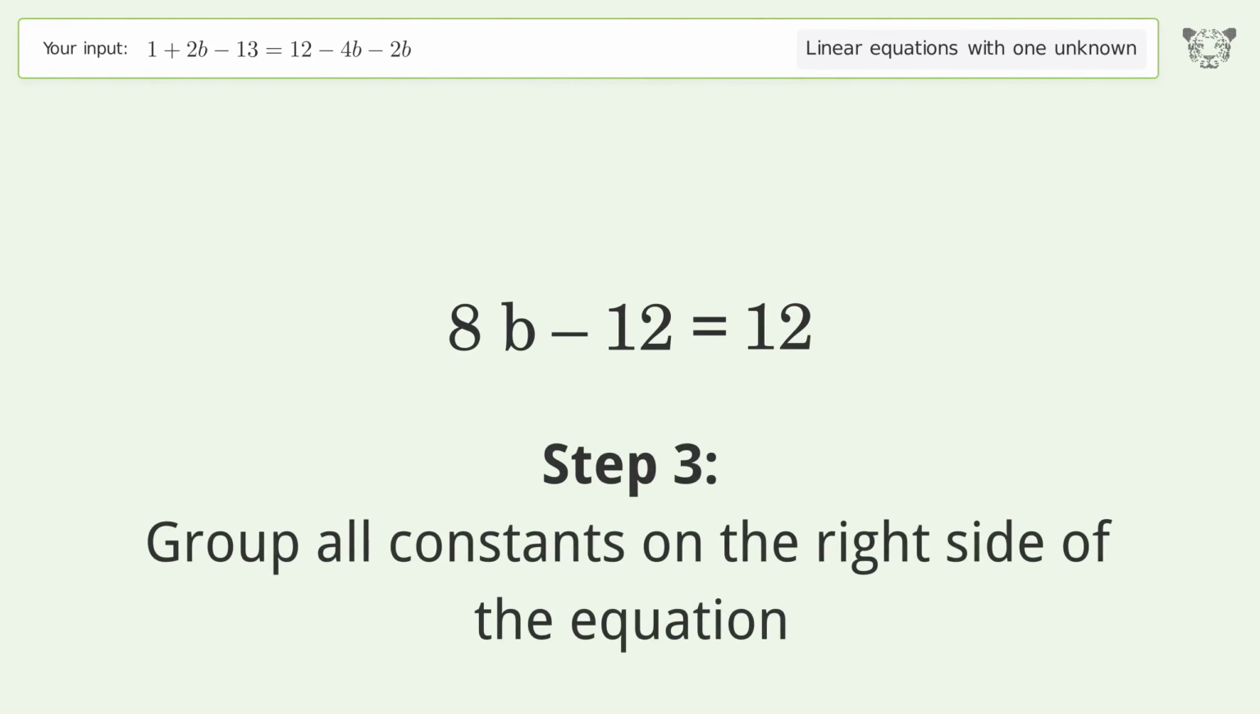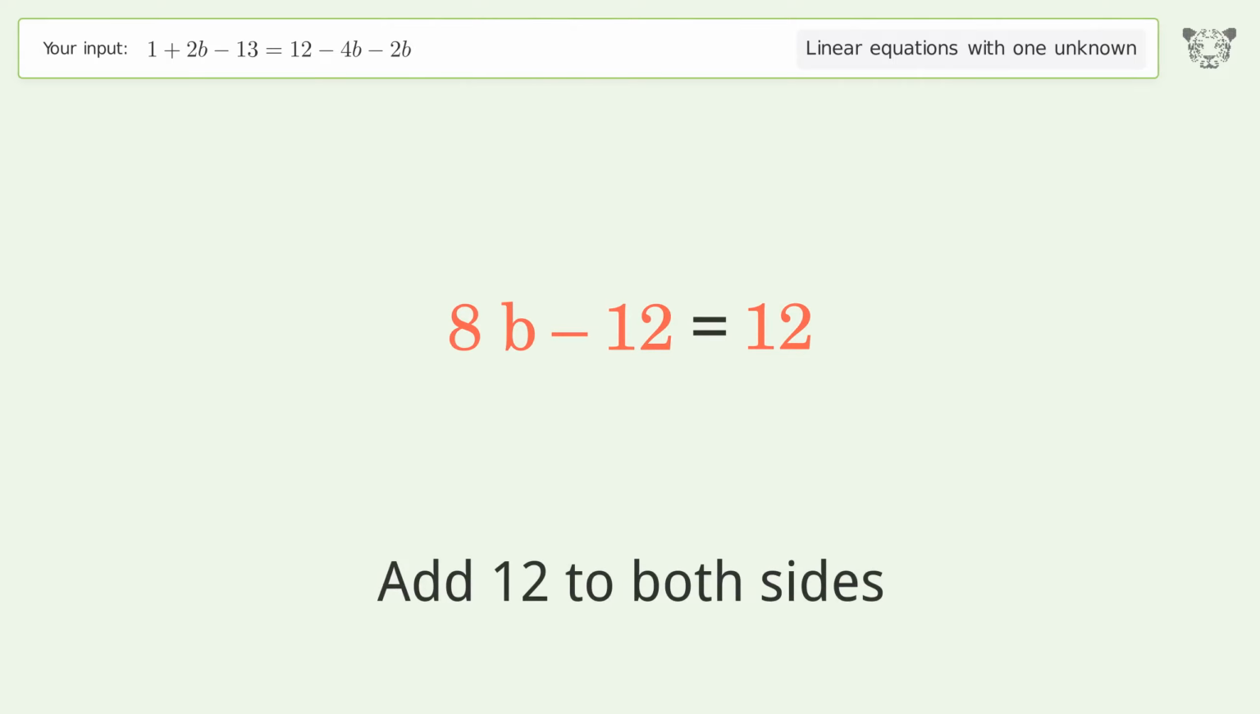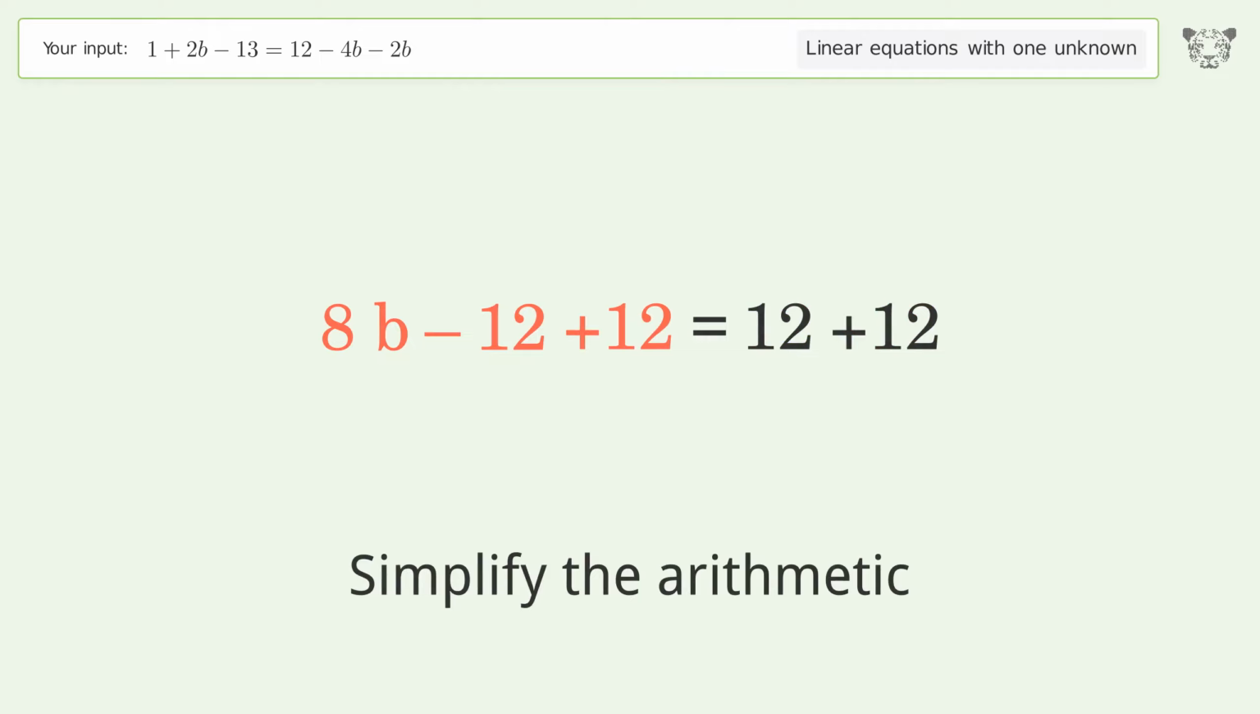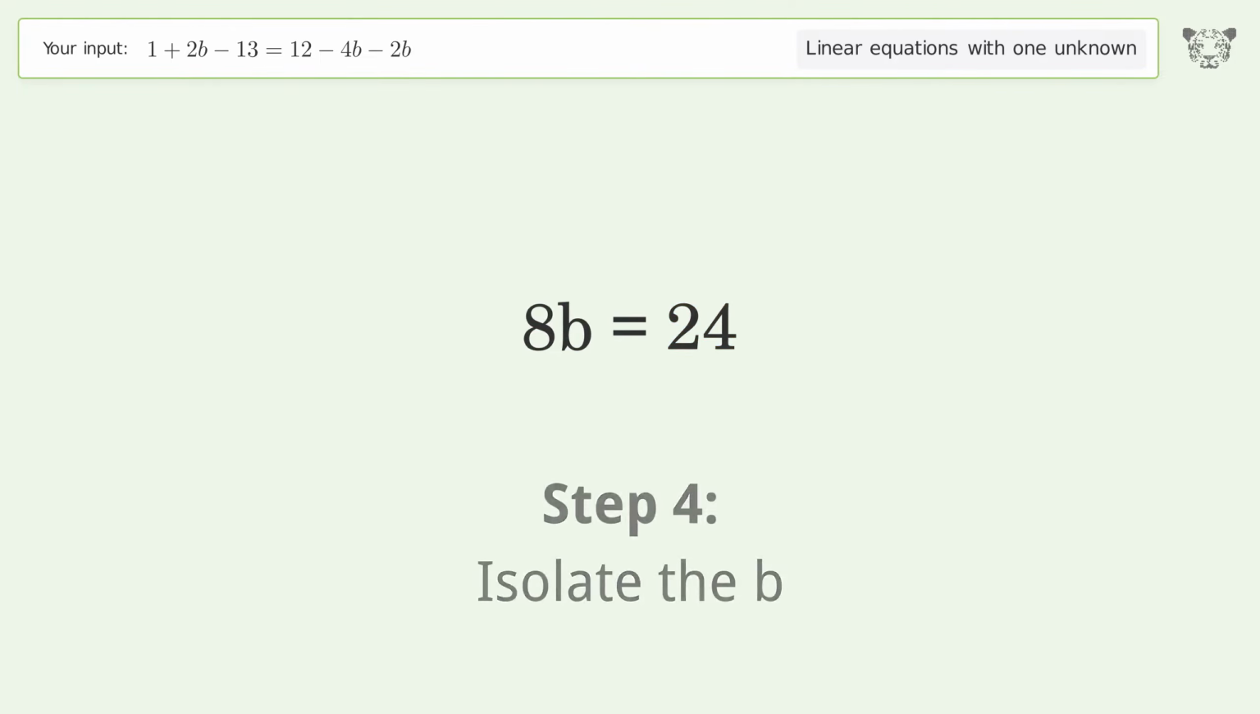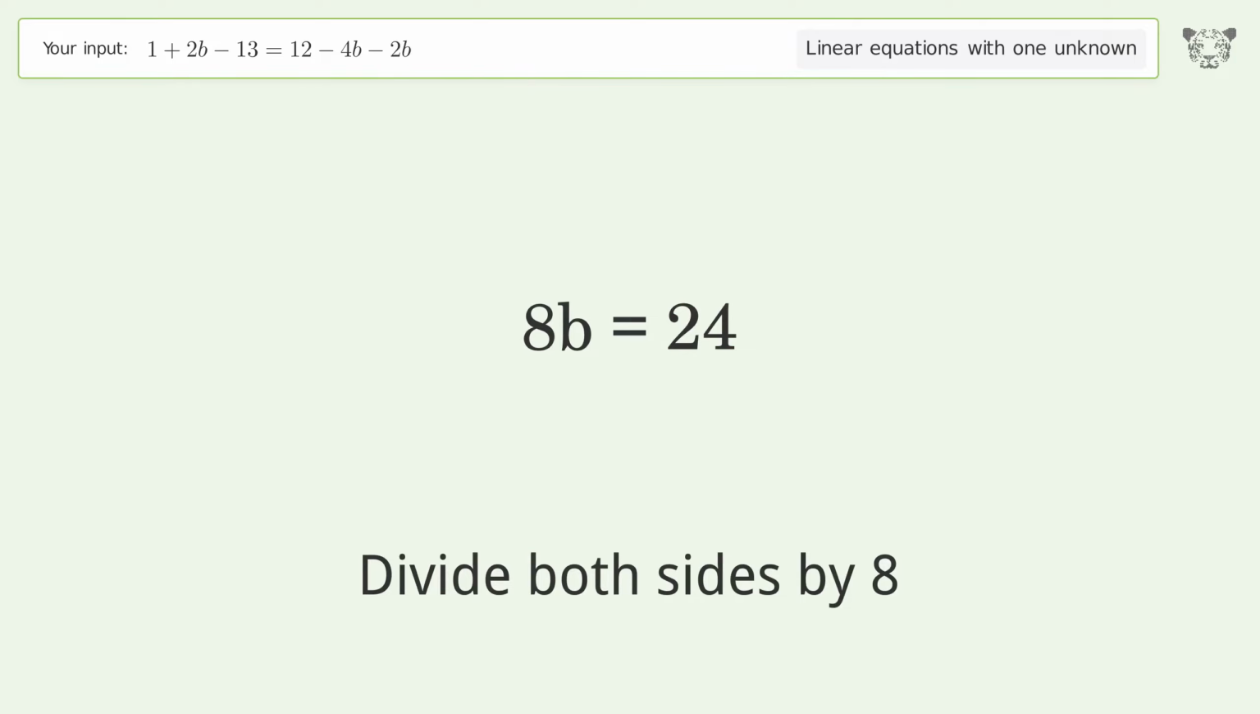Group all constants on the right side of the equation. Add 12 to both sides. Simplify the arithmetic. Isolate the b. Divide both sides by 8.